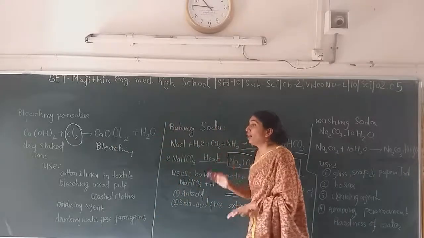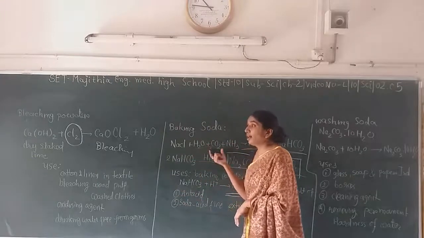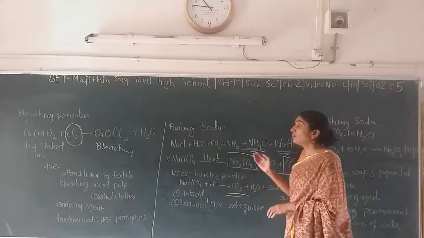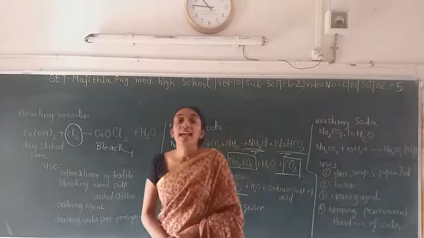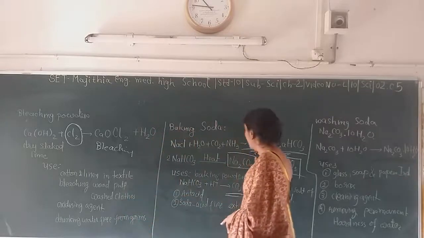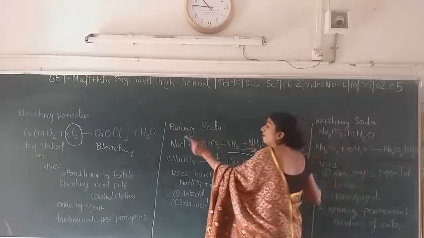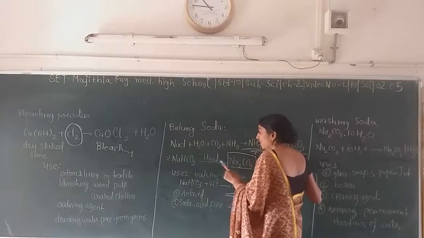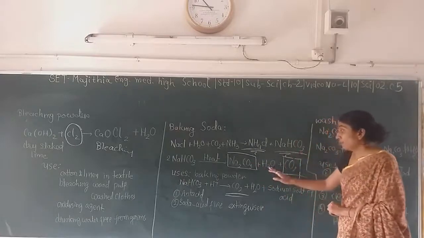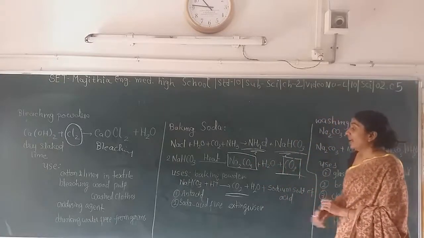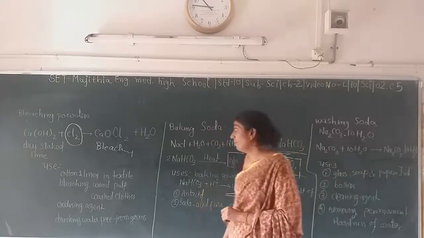Next is baking soda. Sodium chloride is used along with water, carbon dioxide and ammonia. It gives us NH4Cl, which is ammonium chloride, and NaHCO3, which is called baking soda. When baking soda is heated, it converts into sodium carbonate plus water plus carbon dioxide. Na2CO3·10H2O is considered washing soda.